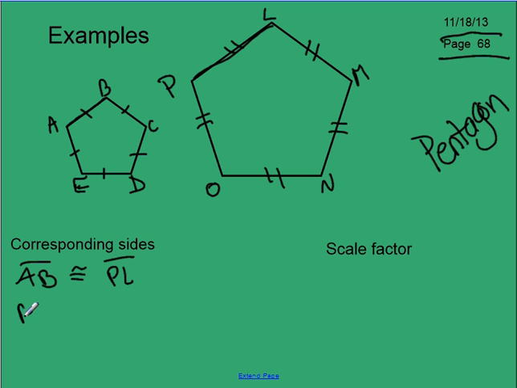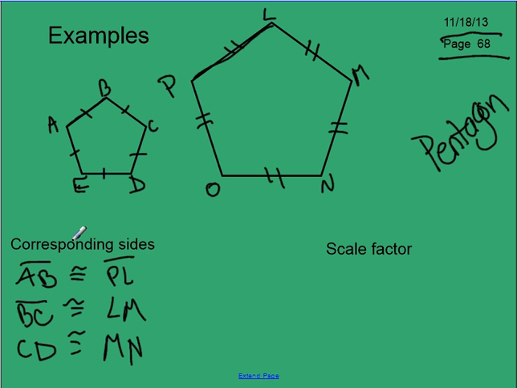And then we have BC, we can just work around our shape here. BC corresponds to LM. Side CD right here is going to correspond to MN. Once again, this is nice because the two shapes are in the same kind of orientation. One's not tilted in a weird way.